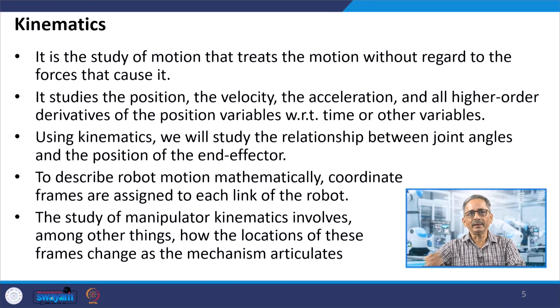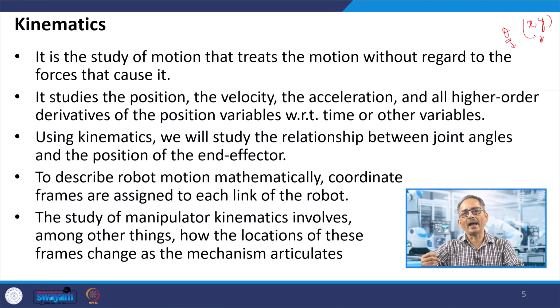Yeah. So, using kinematics, what we try to get is a relationship between the joint angles and the position of the end effector, okay. We also say that we try to move from the joint space to the Cartesian space. Joint space means where we have all the joint angles, and Cartesian space is where we want to express the position and orientation of the manipulator end effector in the workspace.